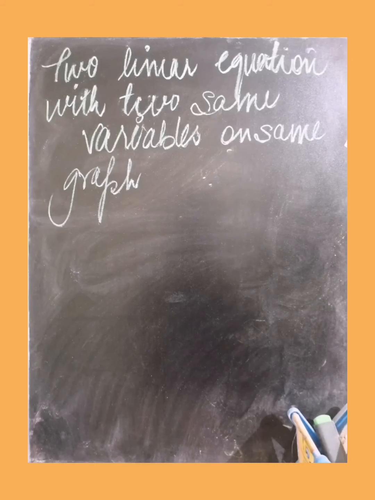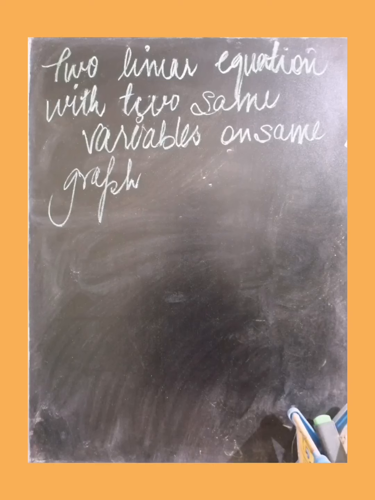Now we'll learn about two linear equations. We are taking two linear equations with two same variables on the same graph. So there are two equations and two variables, and if we are taking the variables as x and y, then x and y will be there in the first linear equation and the second linear equation also. We have to plot them on the same graph. So how will we do it?